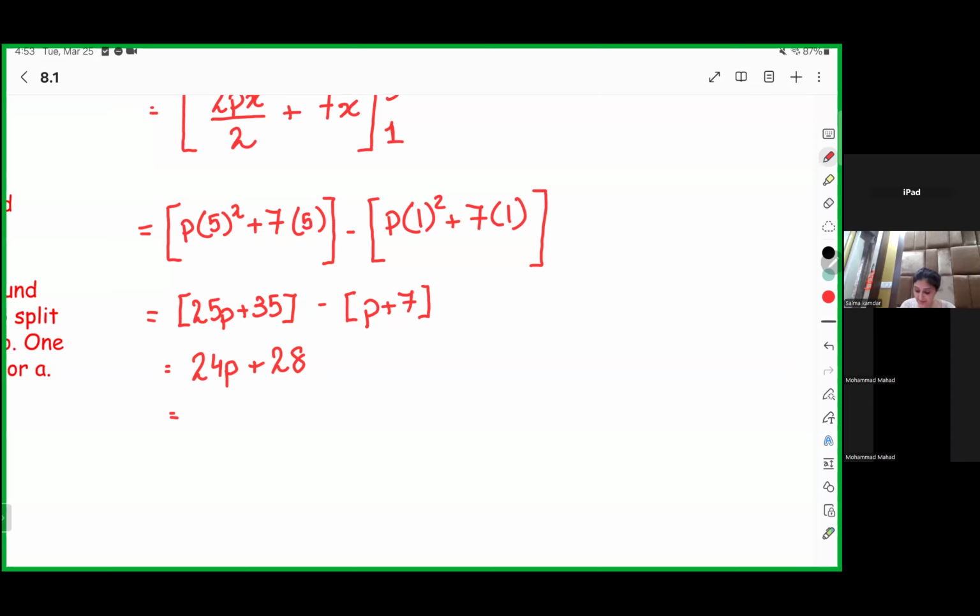You're going to get 25p minus p plus 35 minus 7 plus 28. When I'm integrating this, I have got this answer, and whichever answer you get when you integrate this, this is your answer. This is equal to 4p square. This is what the question says, and they're telling us to find the two possible values for p.